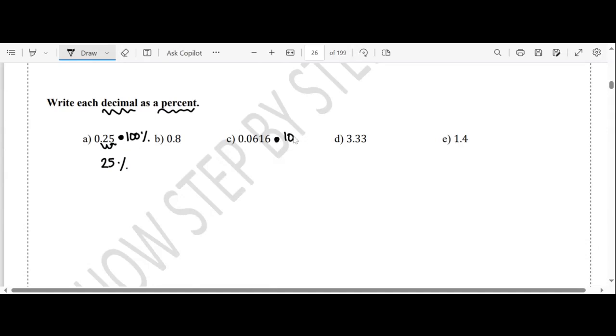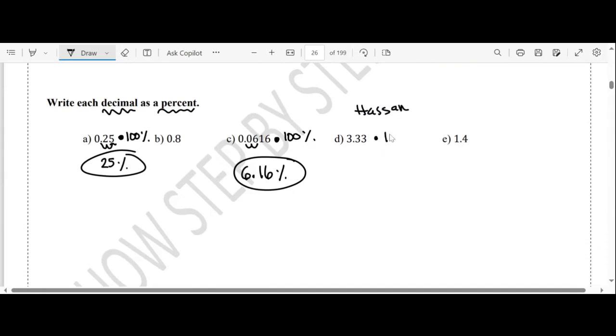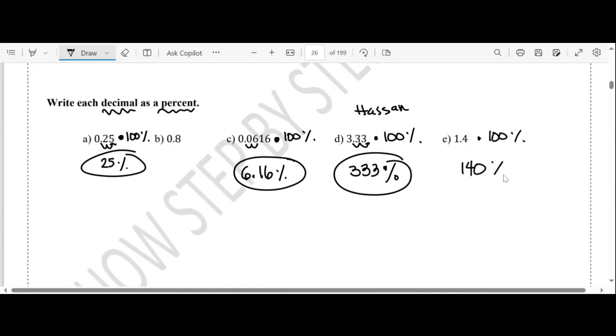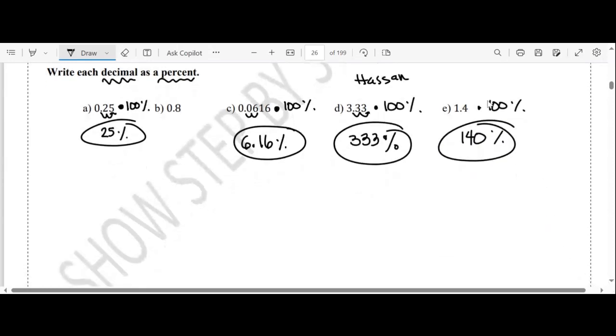What about this one? 6.16%. So it's going to be 6.16%. Good. Is this clear? Yeah. Next one. Who can tell me the next one? Yes, go ahead, Hassan. 333. So we move to the right, correct? Yeah. 333%. Wow. Very nice. Yes, Hassan. 140. Very good, Hassan. Is this clear, everybody? Good job, Hassan.